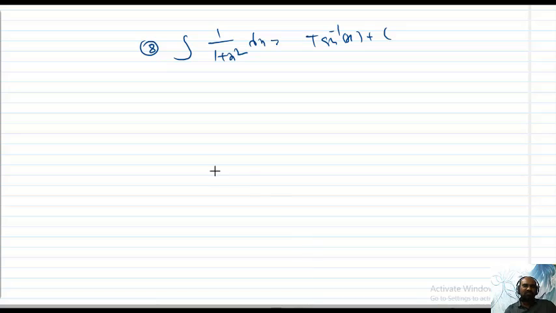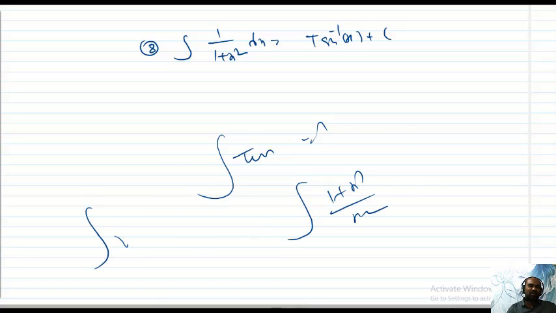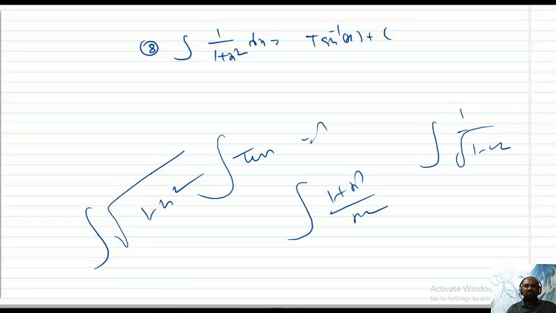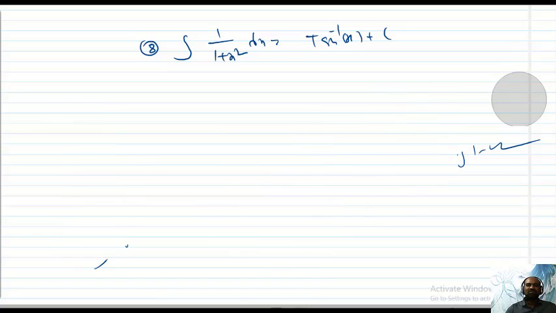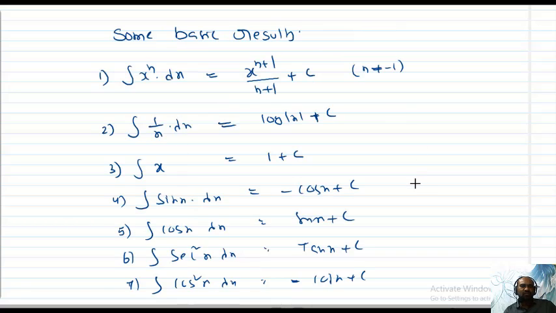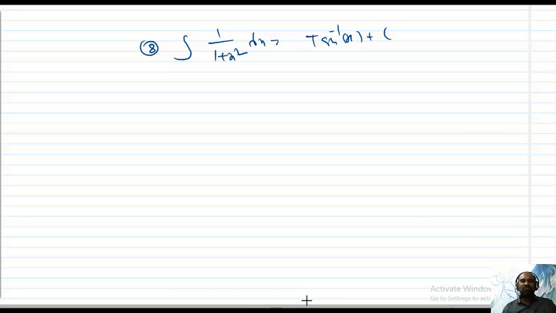But your intention is: integration of tan x given, how to find. Integration of 1 plus x cube by x square given, how to find. Integral of root over 1 minus x square, how to find. Integral of 1 by root over 1 minus x square given, how to find its integration. That is our actual task. I will explain the situations one by one. First of all, we should learn all these basic results. Based on basic results, we need to solve some problems first. After that, I will explain how to find the integration of complicated functions.